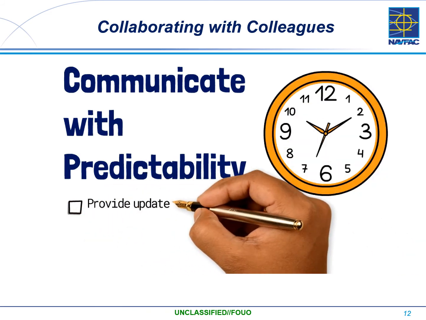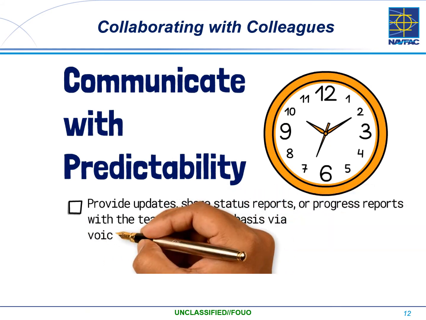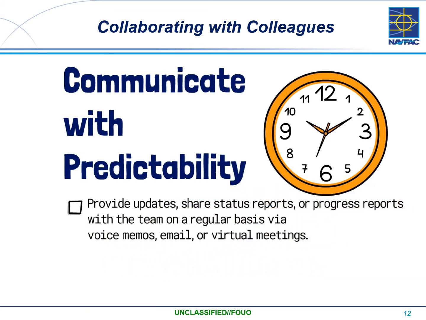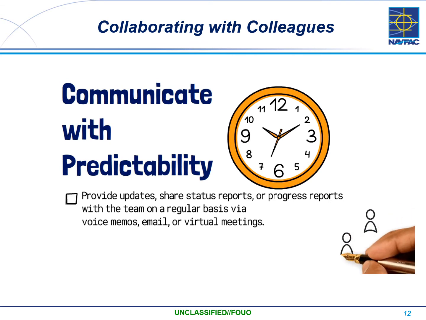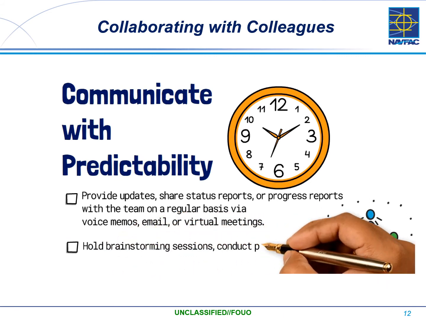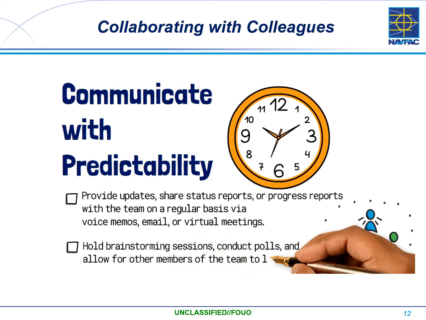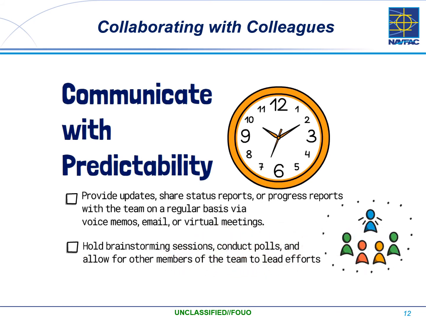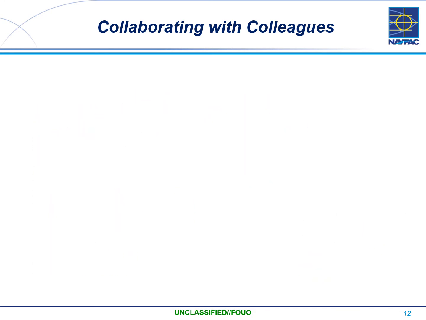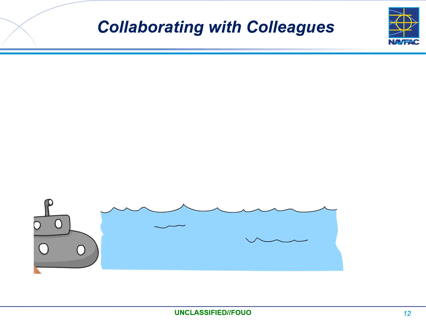Provide updates, share status reports, or progress reports with the team on a regular basis via voice memos, emails, or virtual meetings. Like social engagements, schedule short meetings or lunches with colleagues to update them on the team's efforts. Hold brainstorming sessions or conduct polls to find out what the team is thinking. Also, another way to build trust is allowing for other members of the team to lead efforts, meetings, or gatherings. By empowering team members, it shows great levels of trust and builds the confidence of the team's collective strengths.